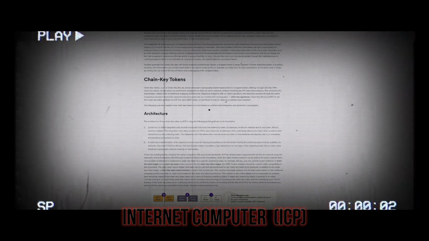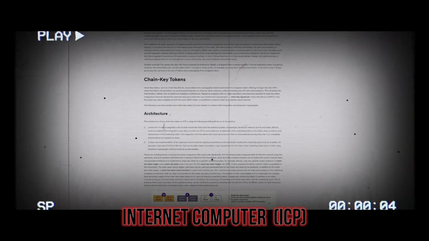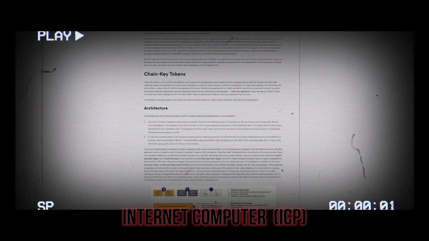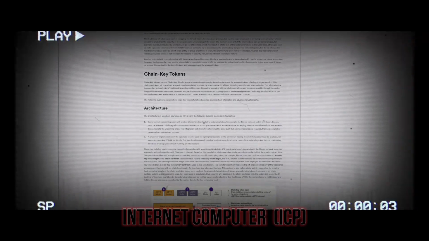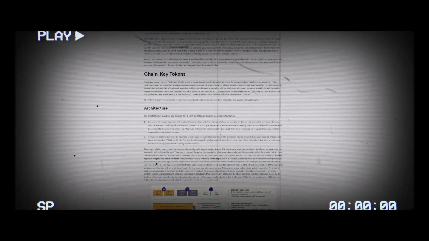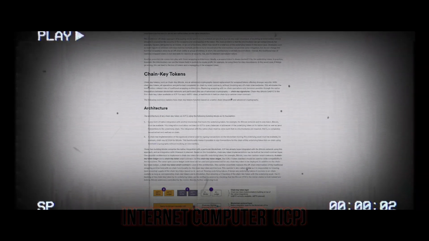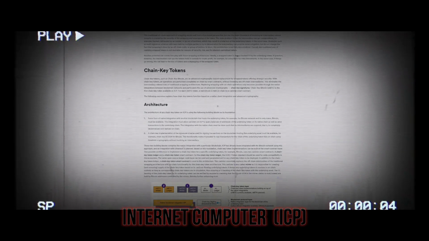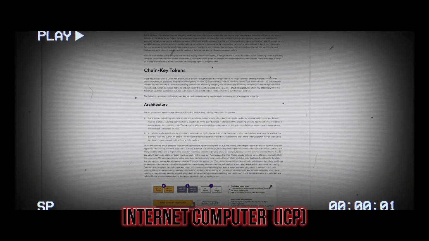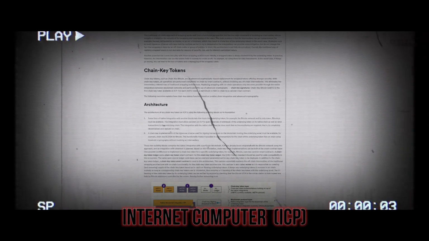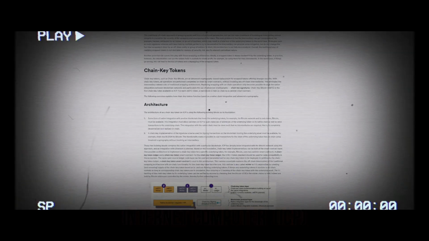Architecture. The architecture of any chain key token on ICP is using the following building blocks as its foundation. Some form of native integration with another blockchain that hosts the underlying token, for example, the Bitcoin network and its only token, Bitcoin, must be available. This integration must allow canisters on ICP to query balances of addresses of the underlying token on its native chain, as well as send transactions to the underlying chain.